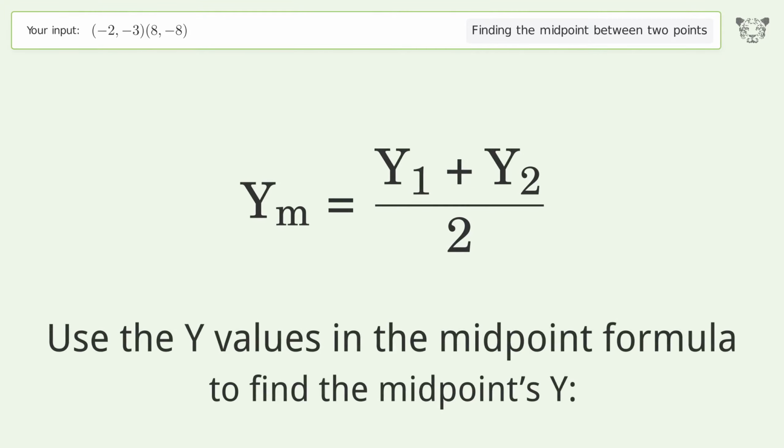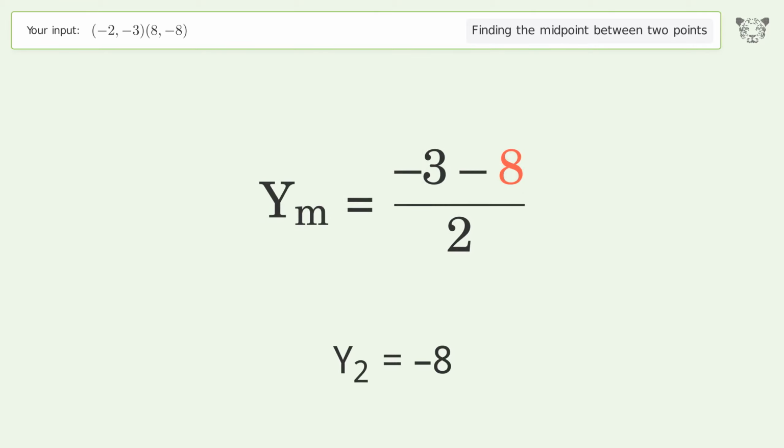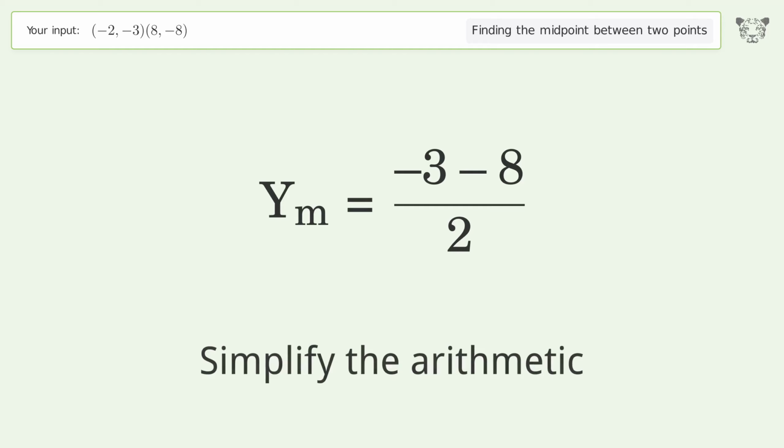Use the y values in the midpoint formula to find the midpoint's y. y1 equals -3. y2 equals -8. Simplify the arithmetic.